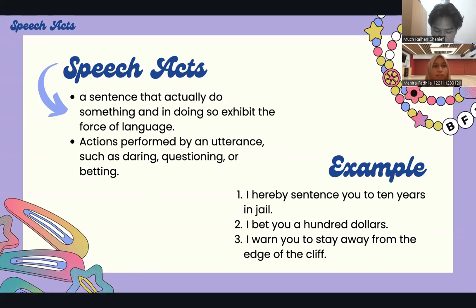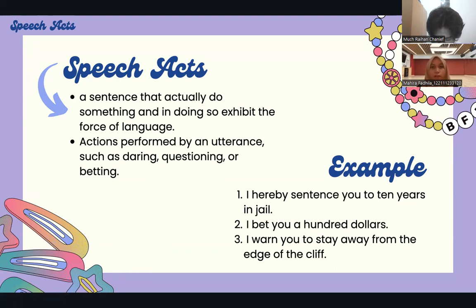Okay, my name is Mayra Fadila with last student number 120, and I'm going to explain about speech acts. All of the sentences and phrases that we have been talking about so far in this chapter have meaning because the words that they contain convey information about either the speaker or the referent of the words. These are descriptive sentences because they convey descriptive information. But other sentences actually do something and in doing so exhibit the force of language. These are speech acts. By pronouncing these sentences, the speaker is performing an action.